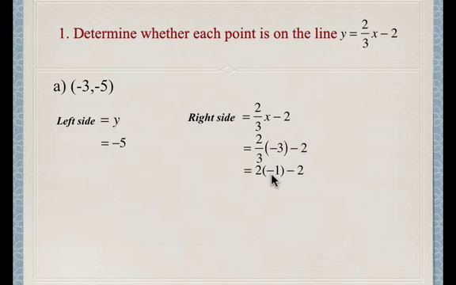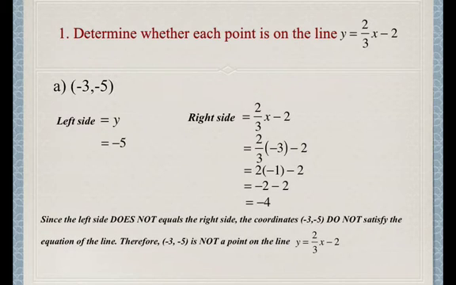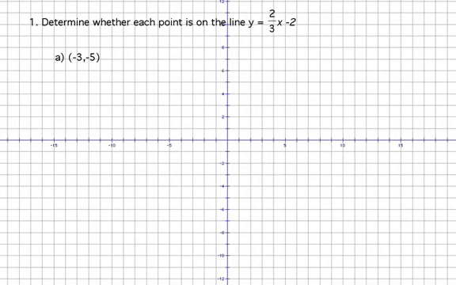Now we have to multiply the 2 and the -1, following an order of operations, and we end up with -2, take away 2. And that is -4. Now if you note, the left side is -5, the right side is -4, so the left side doesn't equal the right side, and that means that the point -3, -5 is not on the line y equals 2/3 x minus 2.